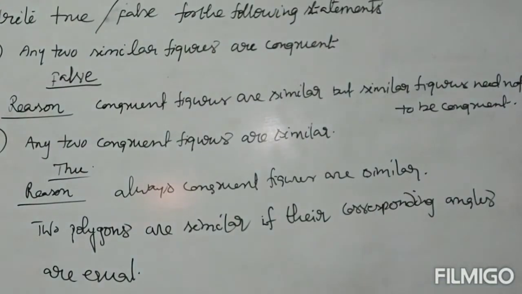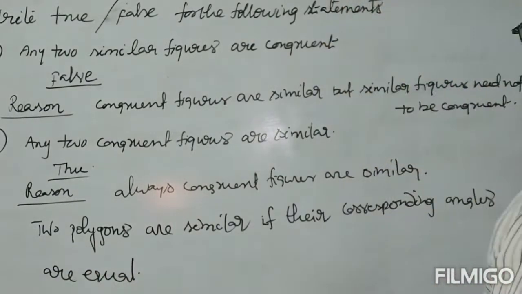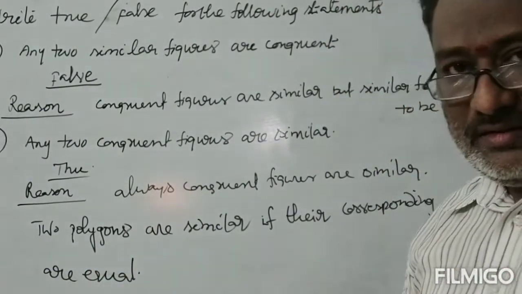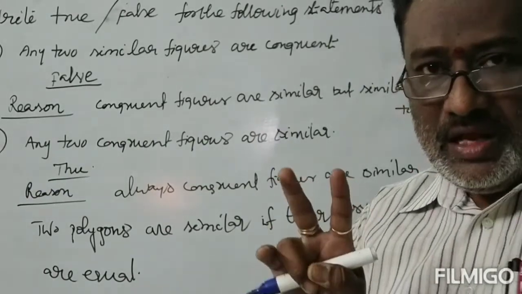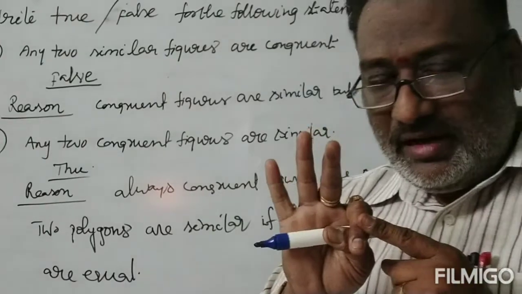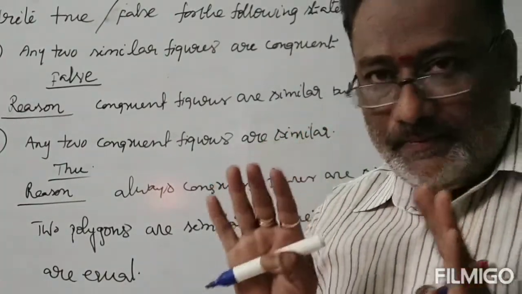Next, the third one is: two polygons are similar if their corresponding angles are equal. Two polygons are similar when they satisfy two conditions of similarity. First, their corresponding angles are equal. Second, their corresponding sides are in proportion.